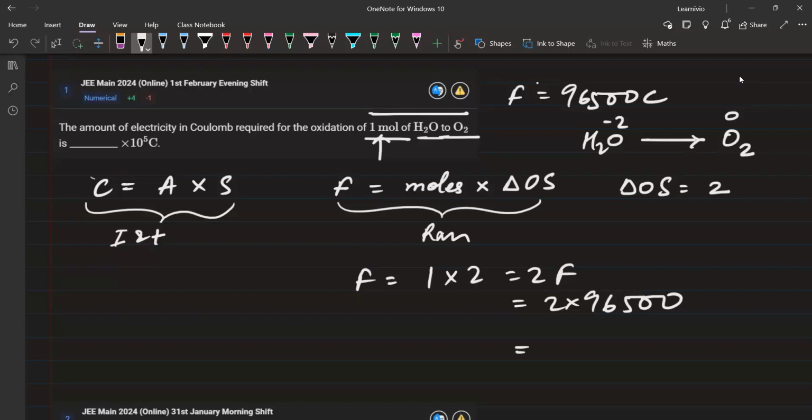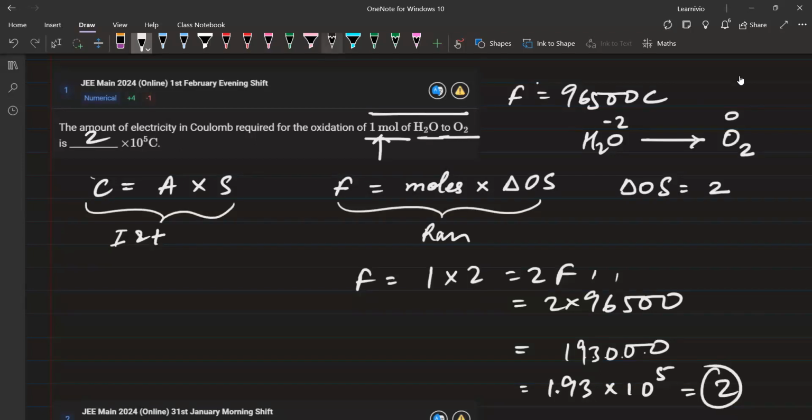What's the value you are getting for this? 96500 into 2. So this will be equal to 1.93 into 10 to the power 5. The answer will be 2, because you have to put it in 10 to the power 5. Yes, Shahid, Tarif, you are fine. Make sense, everyone? Yes or no? Please tell me. Yes, sir.